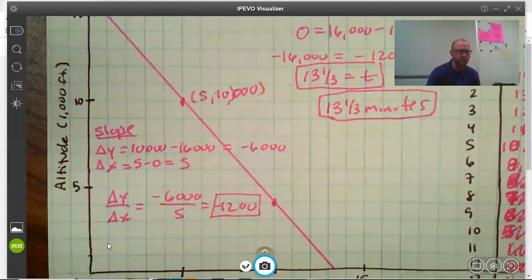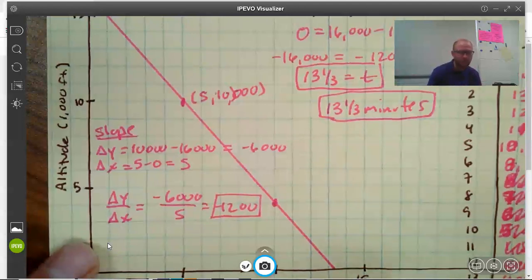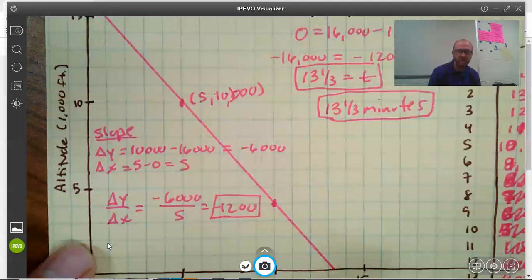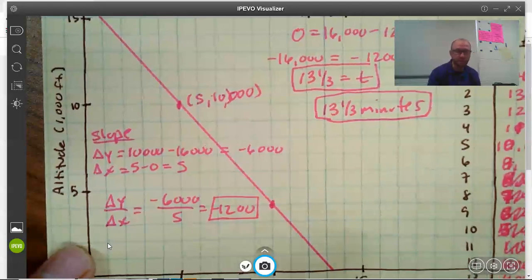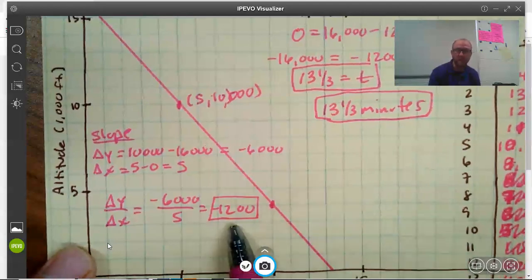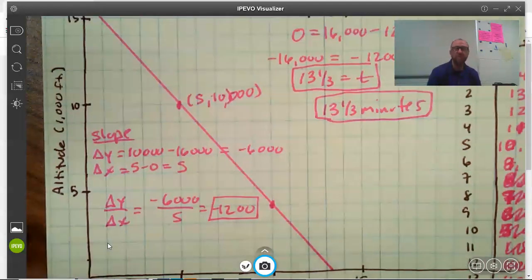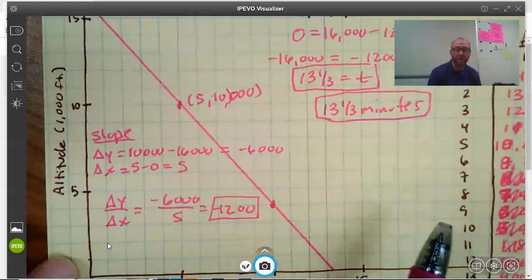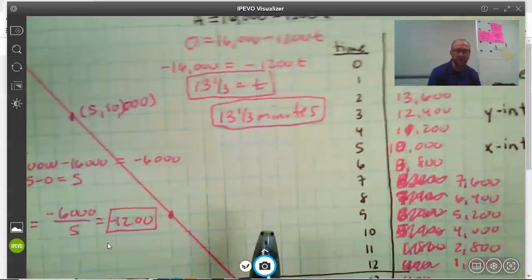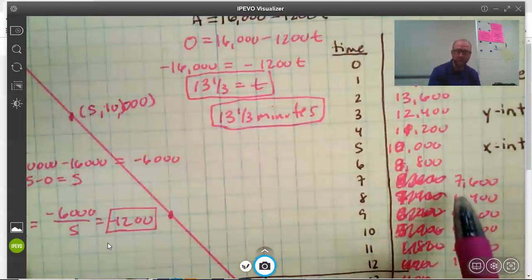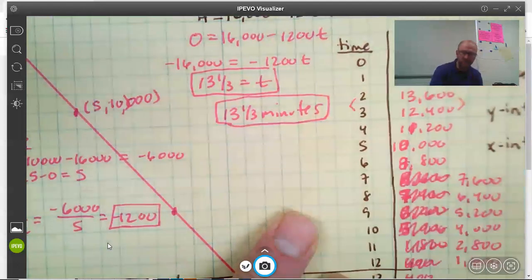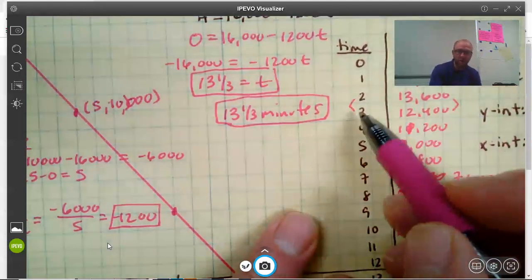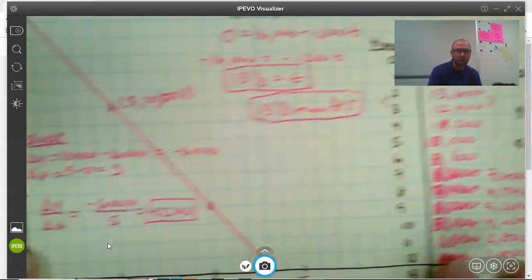Before we move on from this plane problem, I did mention this a couple times kind of in passing, but there are some aspects to this graph and this equation that are important. One is the slope of the line, the negative 1200. That is the rate at which the plane is descending. And you can see that slope in the table, the change in y versus change in x: negative 1200 for every minute we move forward.